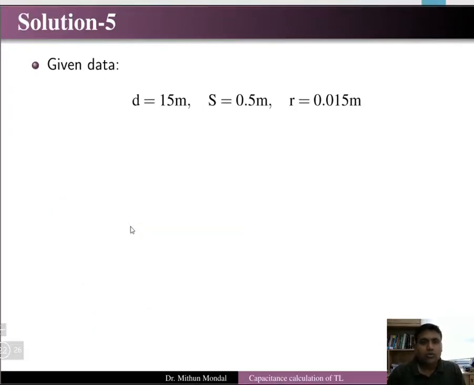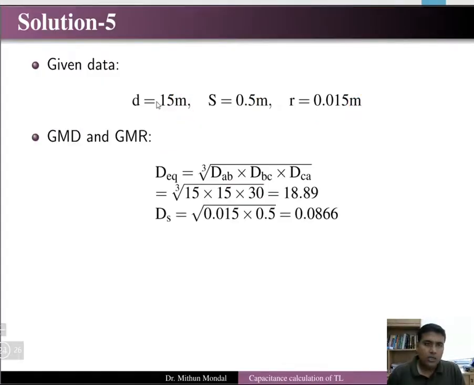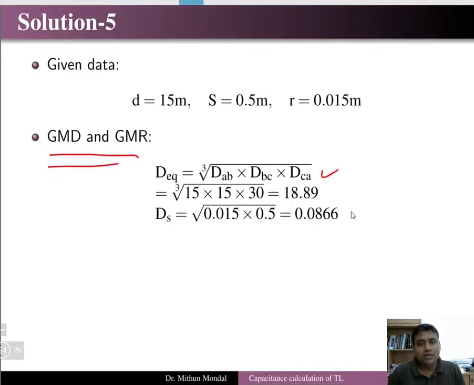So you have to convert all these data into the same unit. So D, S and R in meter you have to convert. Okay, what is the diameter, what is the distance between the phases, and what is the distance between the bundle conductors. So obtain the GMD and GMR similarly to what we have done in the previous problems. So GMD calculation and GMR calculation.